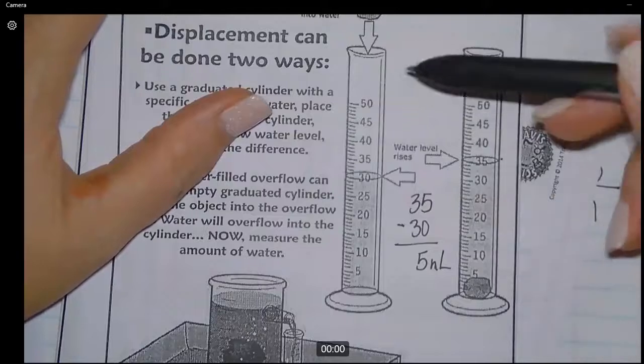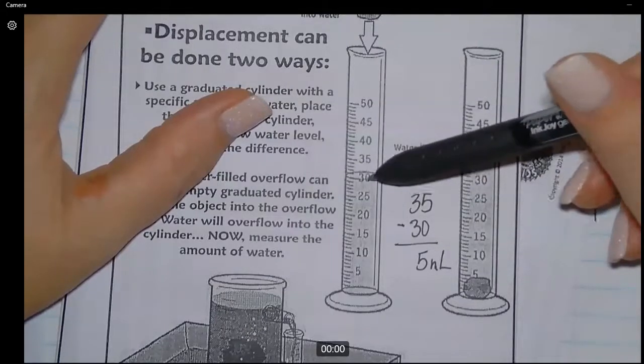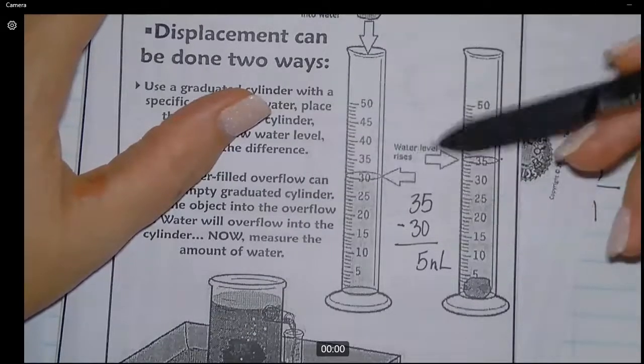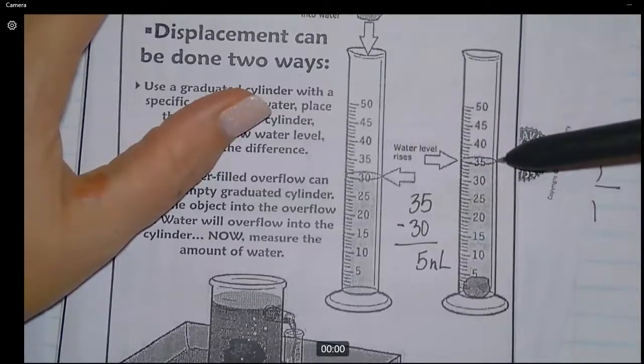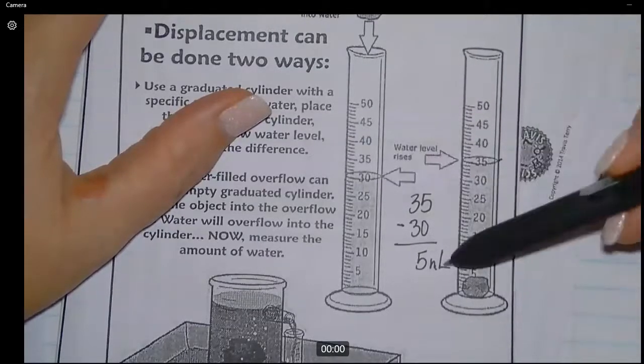Okay, so you just take whatever water you started with. If you had started with 50, then it would have risen up and you would have used that. So with this one, we took 30, we dropped the rock in and went to 35. So we subtracted 35 minus 30 and got 5 milliliters.